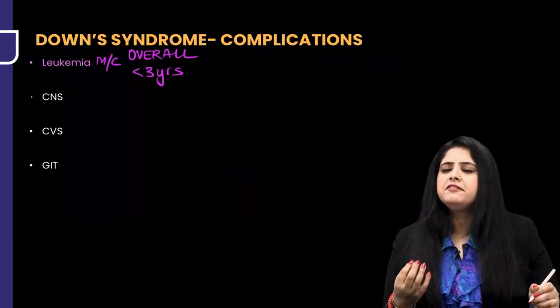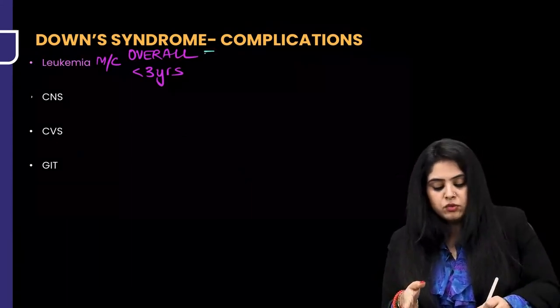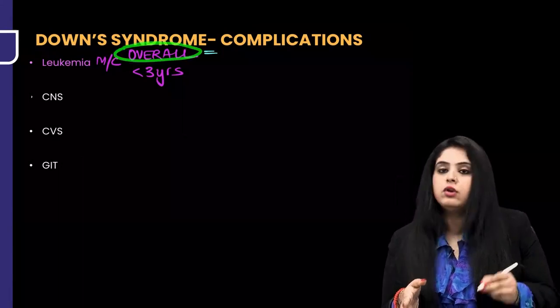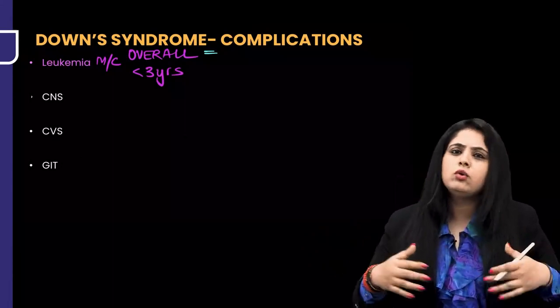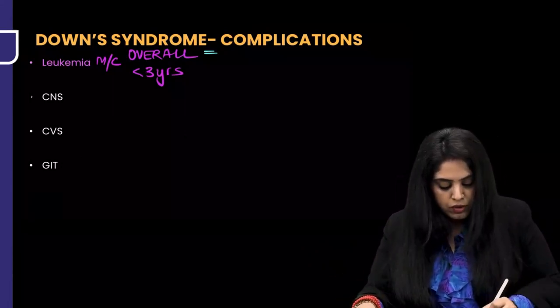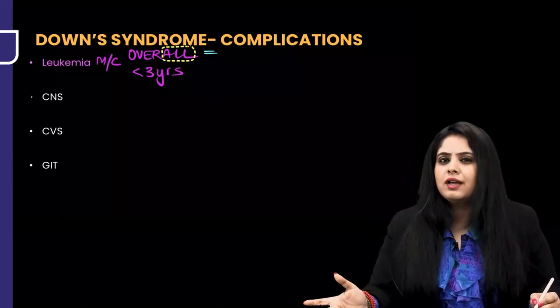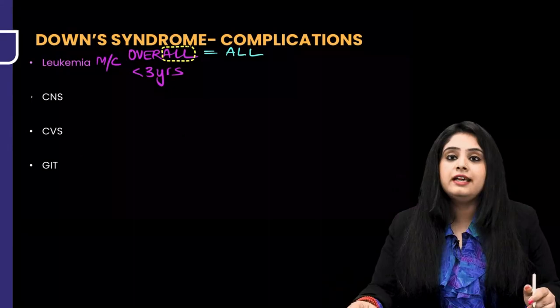Yes. Leukemia, very, very important question. Listen to me very carefully. If they ask you which is the most common leukemia overall, overall means the age and everything is not given. They're just asking you overall, at any age. So the way you write overall, I want all of you to mention overall. So what do you think? ALL. So the most common leukemia overall is ALL.